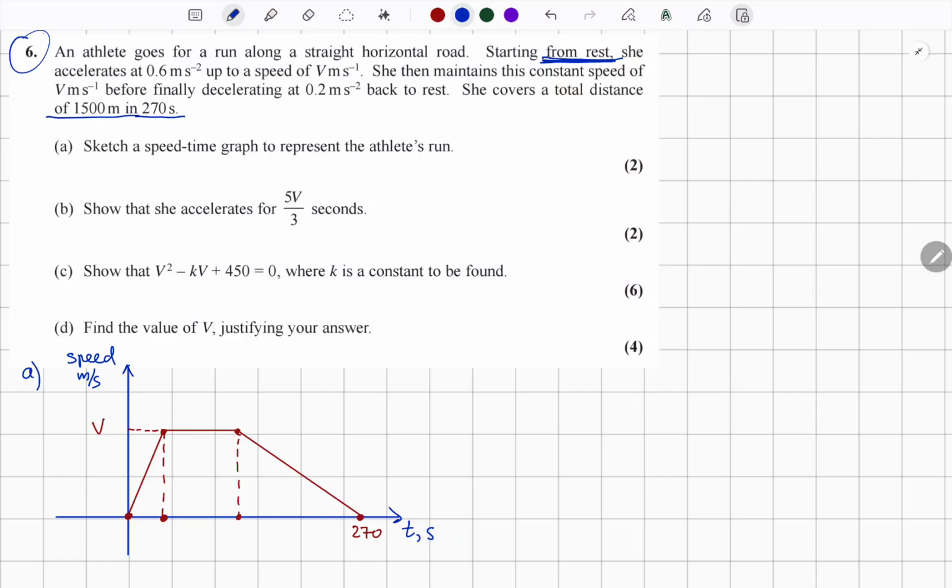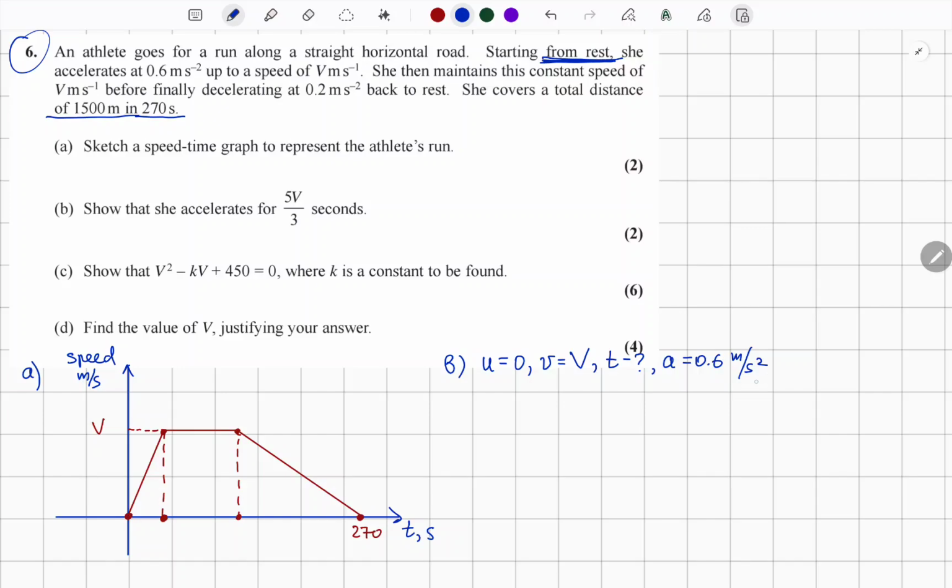Part B: show that she accelerated for 5v over 3 seconds. We can consider the part when she accelerated. The initial speed u is 0. The final speed is v meters per second. Time is unknown, but acceleration is known: 0.6 meters per second squared.